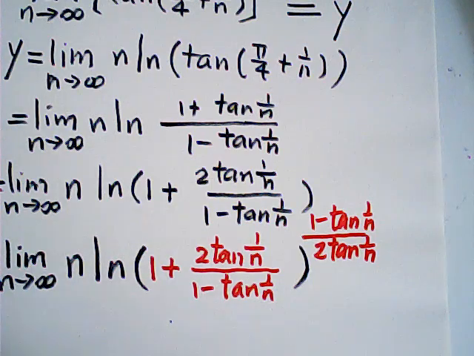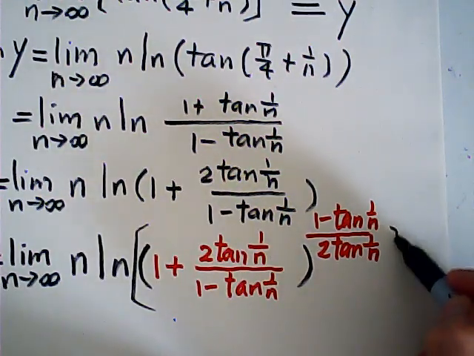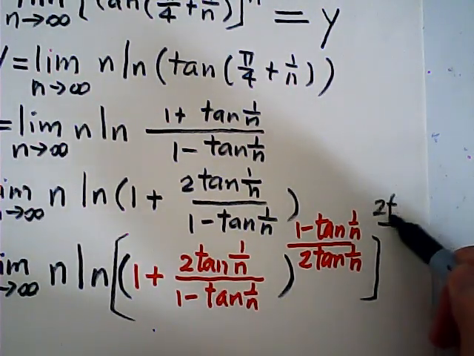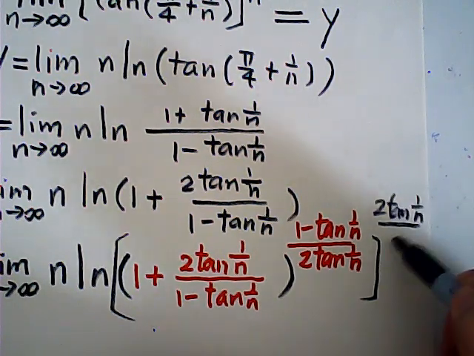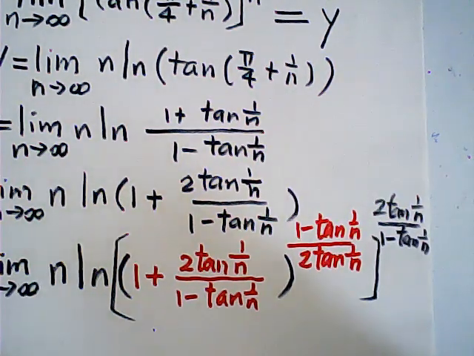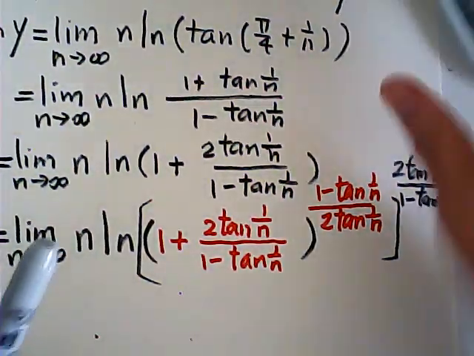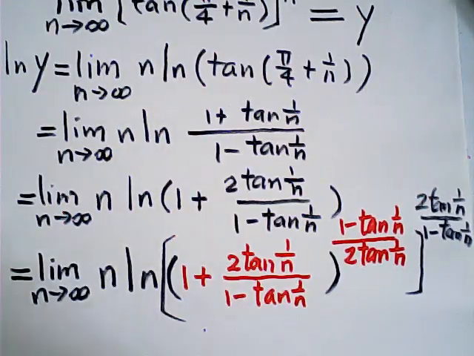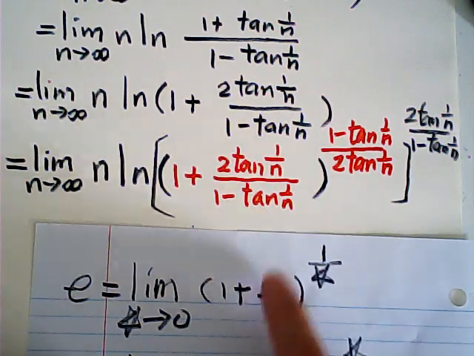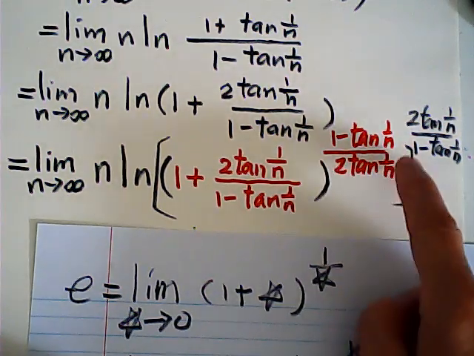and then all together to have 2 tangent 1 over n over 1 minus tangent 1 over n. So that is equal to 1, right? Something good is that this is my star. This one goes to 0. This one is 1 over star, the reciprocal of that.